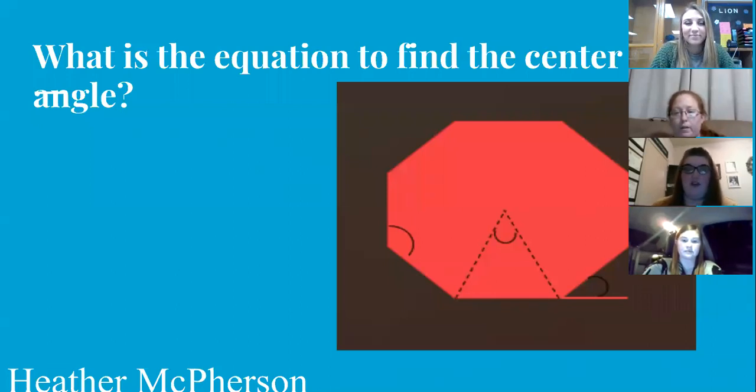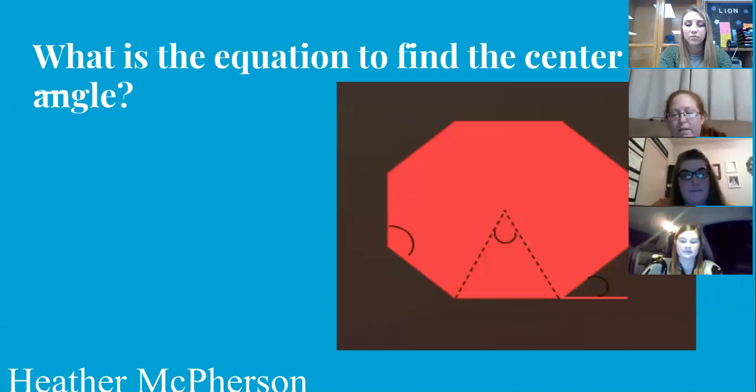So, hey, Heather, what is the equation to find the center angle? We have a polygon here, and there are 3 angles that need to be found. The only one we're going to focus on right now is the center angle. Again, we will count the sides of the polygon we are given. In this one, we have an octagon, so we know that it has 8 sides.